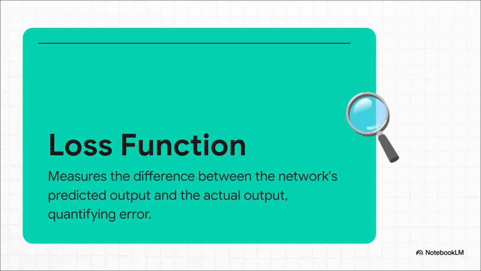So think about it. If you want to learn from a mistake, first you have to know you even made one and how bad it was. That's exactly what the loss function does. It looks at the network's guess, compares it to the actual right answer, and then calculates an error score. It basically just tells the network, hey, you were this wrong.